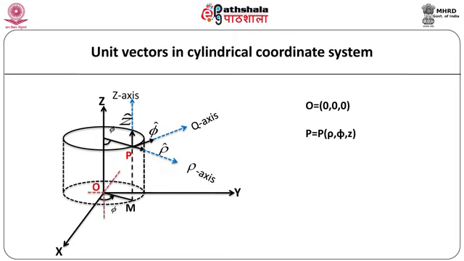In the cylindrical coordinate system, the axis for rho is the vector drawn from the z axis to the observation point, perpendicular to the z axis. The phi axis is the same as that in the spherical coordinate system. The z axis is a vertical line through P parallel to the z axis. The unit vectors along the three axes are as per the definition.